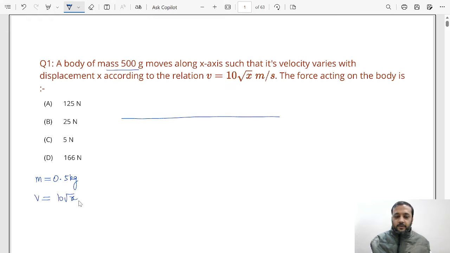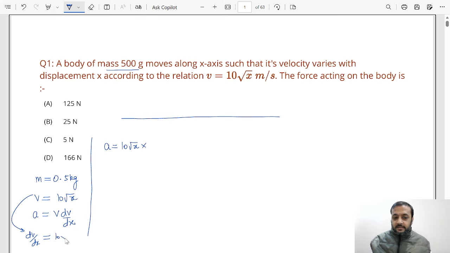Now this lizard's velocity is given as per the displacement as v equals 10 root x. We have to find the force. Now, very easy question. For a body moving along the x-axis, we know that acceleration can be written as v into dv by dx. So from here, v is 10 root x into dv by dx. What is the value of dv by dx? You can differentiate v. If I differentiate this, what will we get?